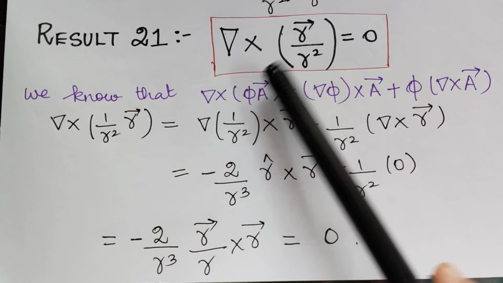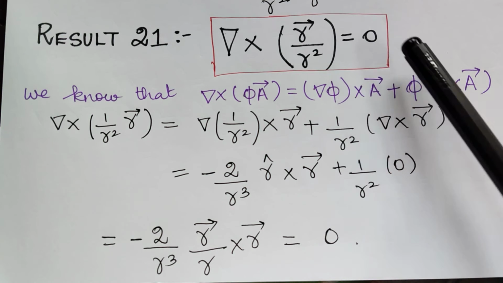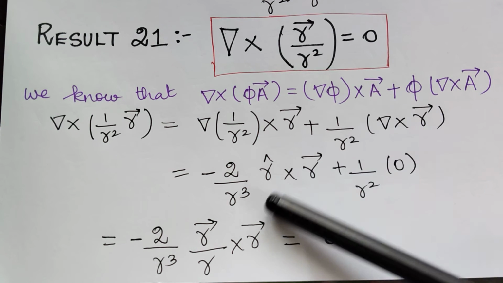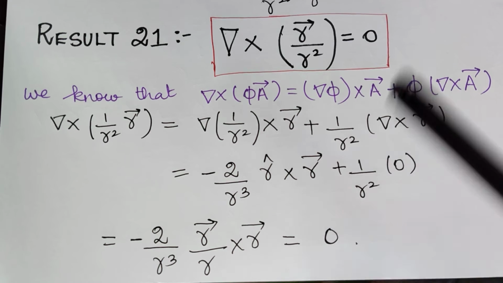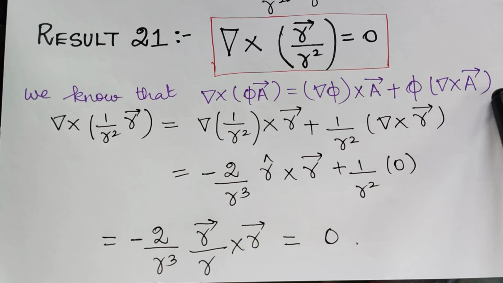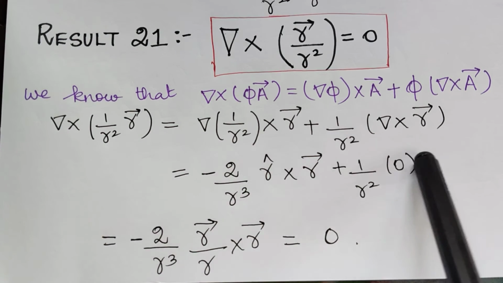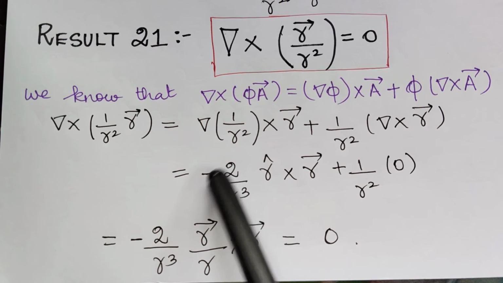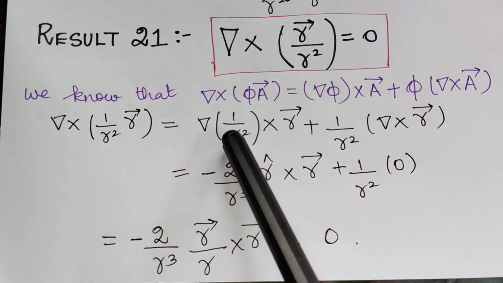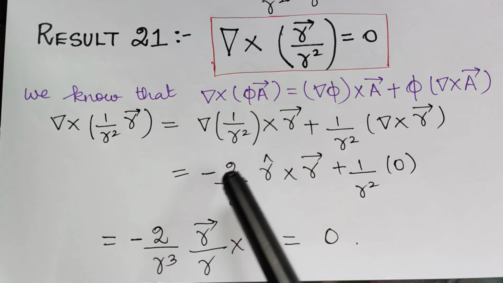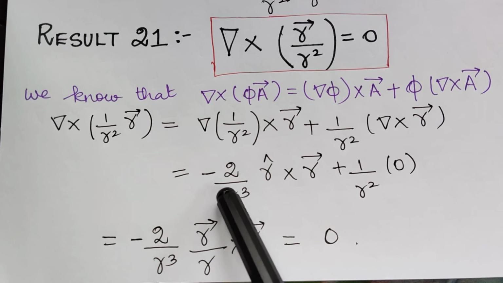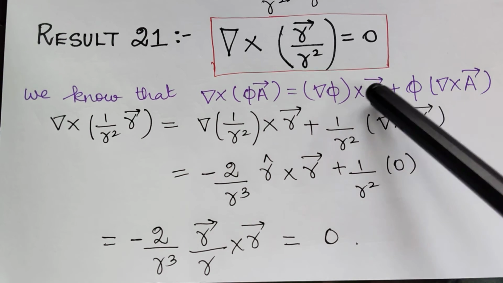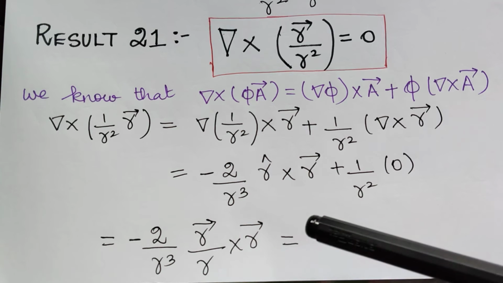So del cross r vector by r square is equal to 0. Again, using the same concepts and same methods, we can prove that it is equal to 0. We have used the first identity and split up this term. After splitting up, we know that del f of r is equal to f dash of r multiplied with r cap. So f dash of r of 1 by r square is minus 2 by r cube. I have applied that over here and we arrive at this result. So kindly go through this patiently.